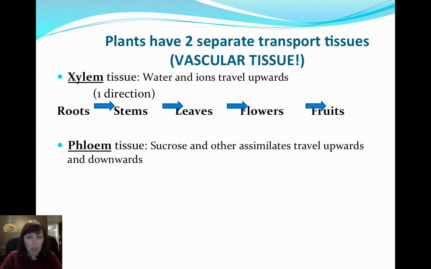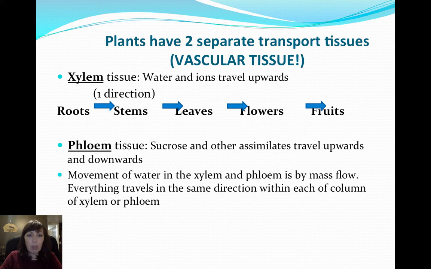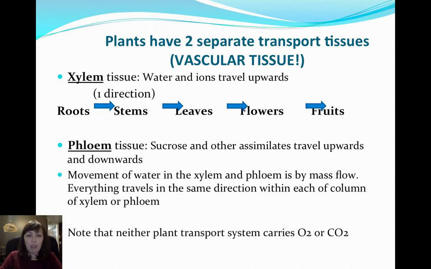And then there's phloem tissue. This is where sucrose and other assimilates will travel upwards and downwards. Okay, so xylem is one direction, phloem is two directions. Movement of water in the xylem and phloem is by mass flow. Everything travels in the same direction within each column of the xylem or the phloem, and in the case of the phloem, at one time. It would be either upwards or downwards. So note that neither plant transport system carries O2 or CO2.